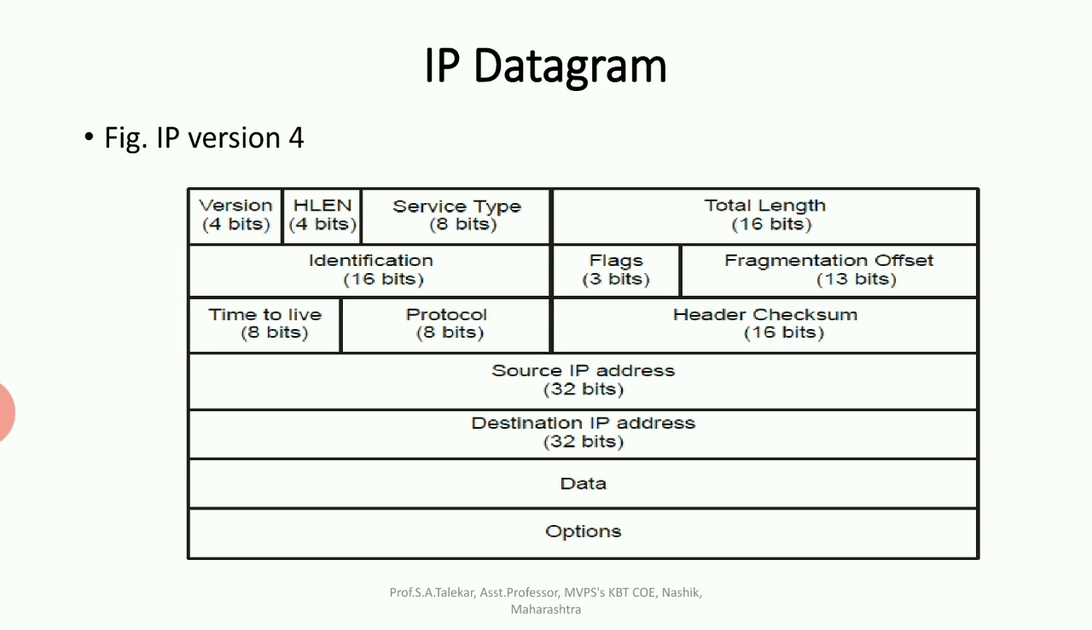Then total length is the total length of the IP packet including payload in octets. TTL, time to live, is the specified life of an IP packet in seconds. Header checksum is used for detection of transmission errors in the IP header. Options and padding contain the various options chosen by the source, and padding bits ensure that the size of the IP header is a multiple of 32 bits. So these are the fields of the IP version 4 datagram.